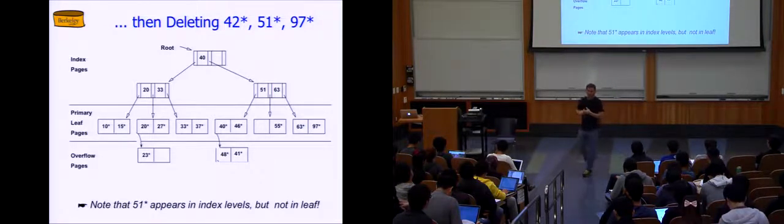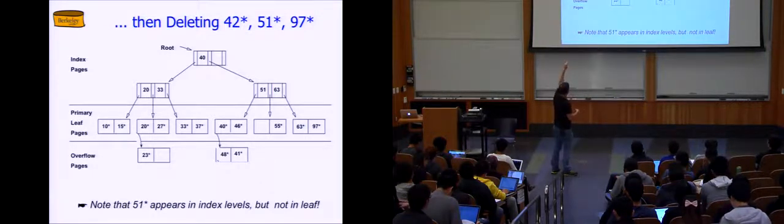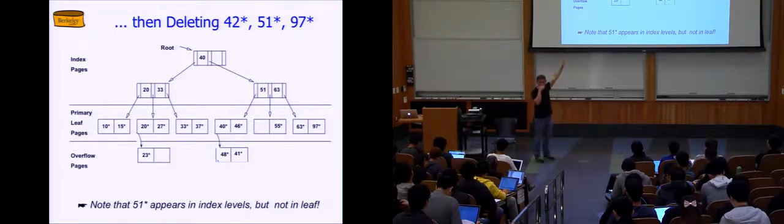Let's just leave it. Moreover, we're not going to change any of the index pages because it's ISAM. But it's fine. Nothing's going to break. We don't assume 51's in the data. The real data, you have to go to the leaf level to look for it.